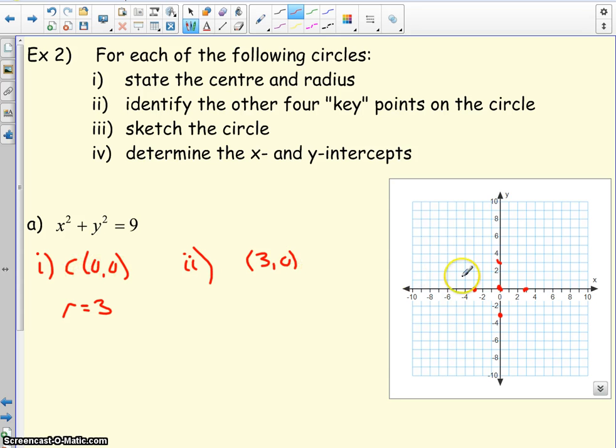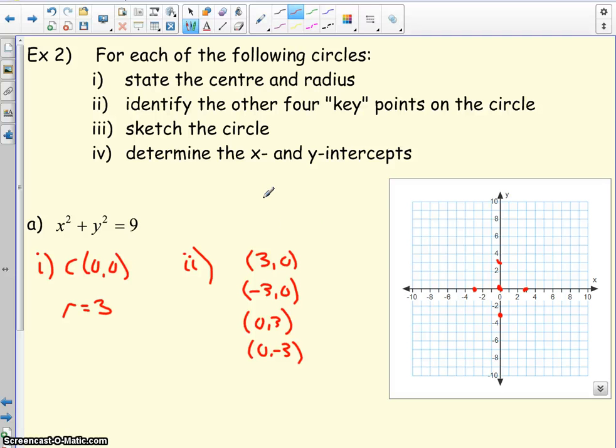If I subtract 3 from the x value, that's moving to the left 3, so I get negative 3, 0. And if I'm moving up or down, well, I'm going to add or subtract 3 from the y value. So that's going to give me either 0, 3 or 0, negative 3. So what this is actually giving me is 4 what we call key points on the circle, the easiest points to find from using the center and the radius of the circle.